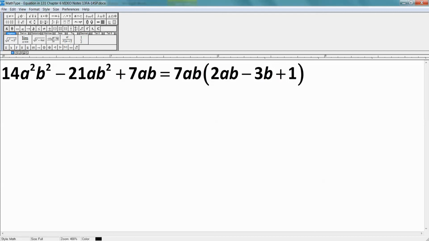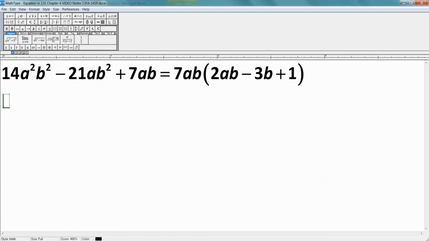Right, because 3 times 7 is negative 21. Negative 3 times 7 is negative 21. 2 times 7 is 14. 7 times 1 is 7. And then AB is what we're taking out. So this loses all of its AB. This had an AB squared, so the A is gone. One of the B's is gone. That leaves you 3B, and so on.